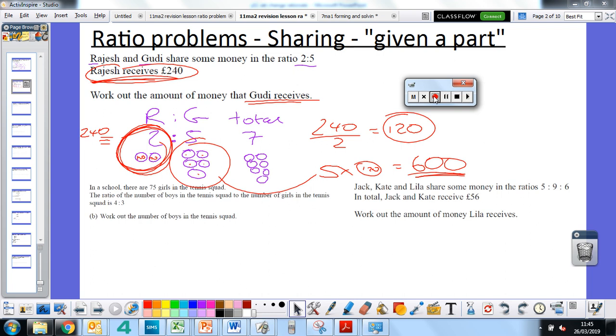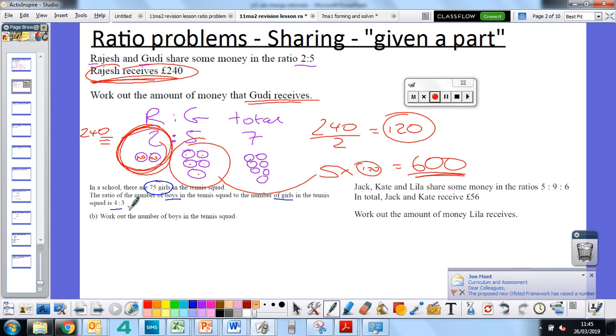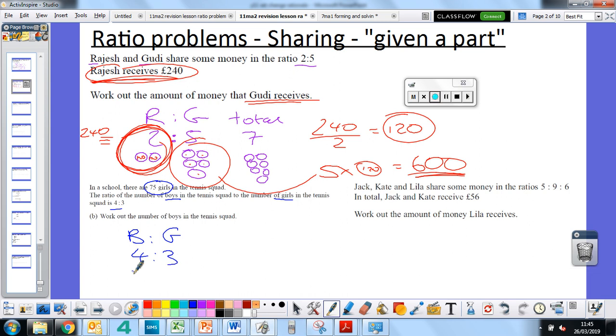Okay, welcome back. What we're now going to look at are these 2 solutions. So the first one, about the school, this talks about there being 75 girls in a tennis squad, and that the ratio of boys to girls is 4 to 3. So boys to girls, 4 to 3, 4 parts boys, 3 parts girls. And in the question, it's the girls that it tells us. It's these 3 parts here that are equivalent to 75.